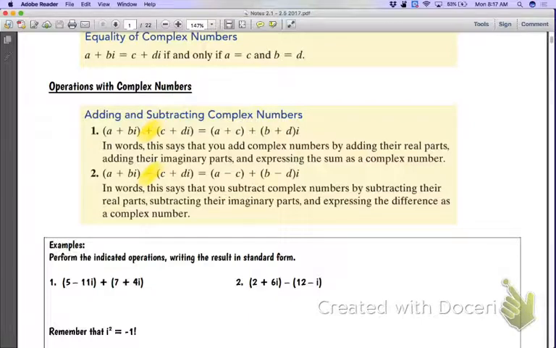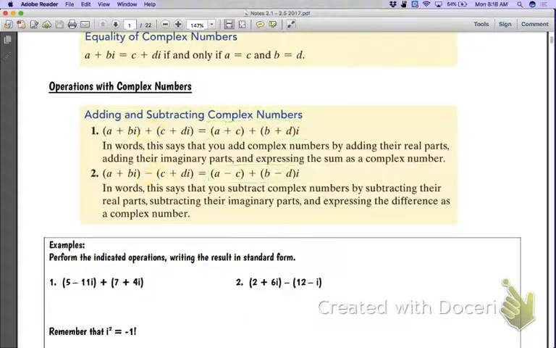Basically, what you want to do here, and I'm not a big fan of putting your real numbers in a parenthesis together and your imaginary numbers together, is just add the reals with the reals and the imaginary with the imaginary. You don't have to group it this way or that way. You can just find which ones are real, which ones are imaginary, and combine them.